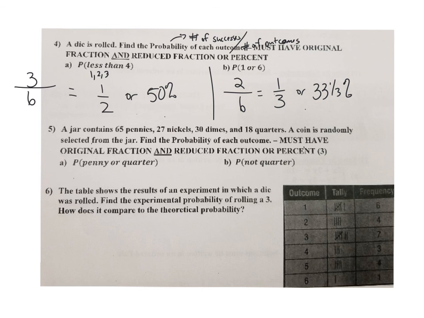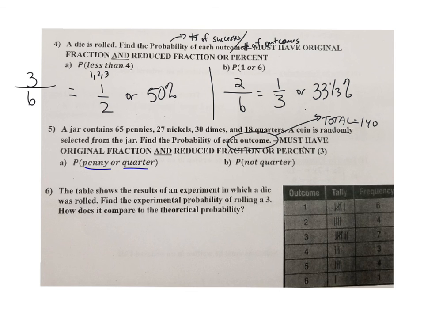All right. 5. A jar contains 65 pennies, 27 nickels, 30 dimes, and 18 quarters. So I add those all up together first to get my total number of outcomes. So I do 65 plus 27 plus 30 plus 18, and I get 140. So my total outcome equals 140.